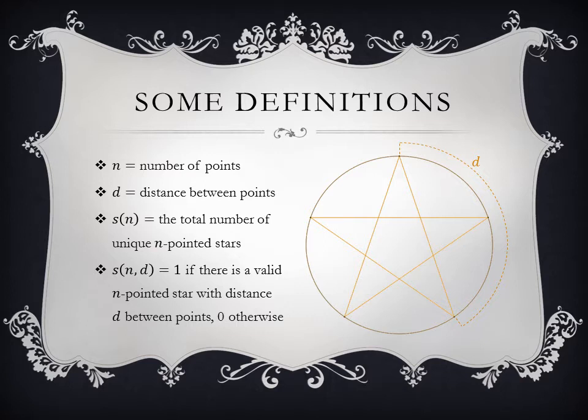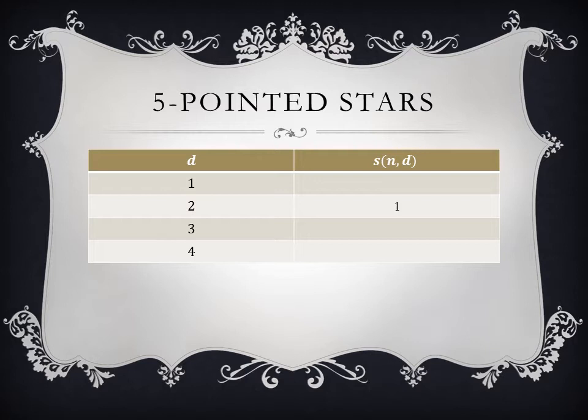We'll call the number of points a star has n, so for our kindergarten star, n equals 5. We'll call the number of points you move along the circle with each edge d. For this star, d equals 2. We'll also define two functions. S of n gives the total number of unique n-pointed stars. S of d, n determines whether there is a valid n-pointed star using d as the distance between points. If we can figure out how to calculate these two functions, we will be able to answer all of our questions about stars. To start out, we'll test some values of n and d and see what we can learn.